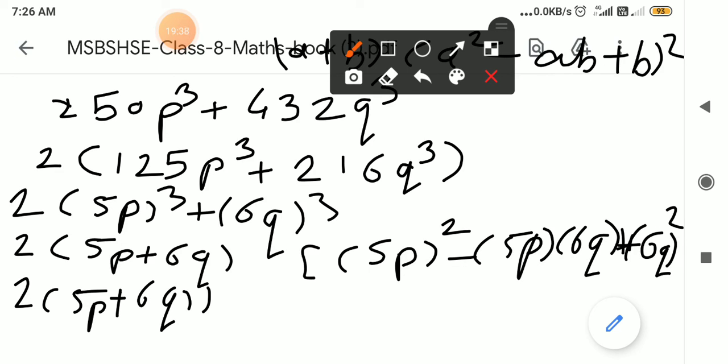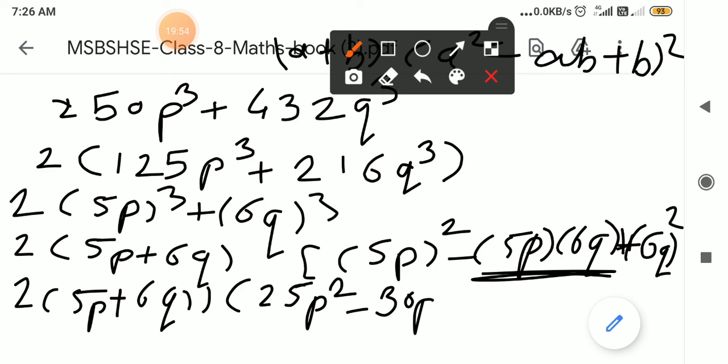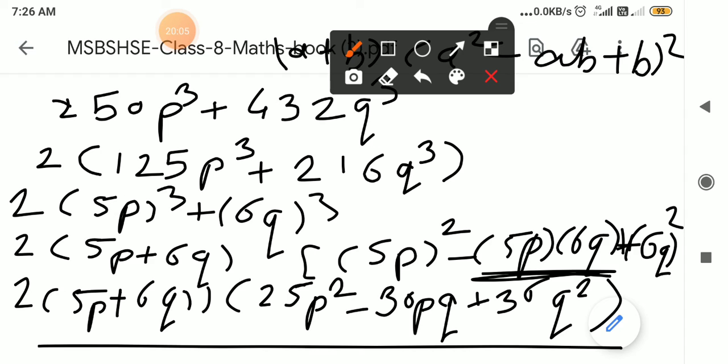Now this bracket will cancel. So what we have to do: (5p) square means 5 square is 25 p square. Both terms multiplication, minus 6 5s are 30 pq, and then 6 square is 36 q square. Okay, so in this way, this is the factorization of 250 p cube plus 432 q cube.